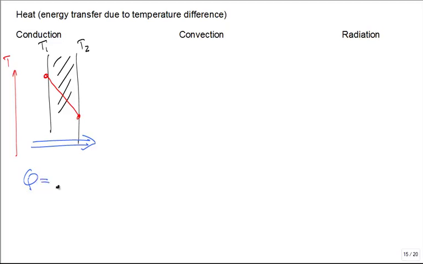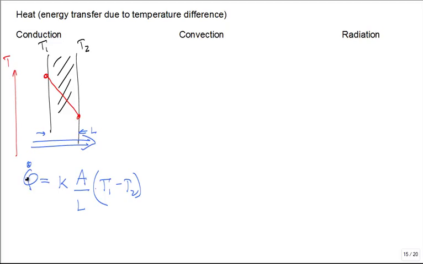It's equal to a constant of proportionality known as the thermal conductivity of the material. Some materials transmit heat very readily. Some resist the transfer of heat. They have a low conductivity. Okay? Times the cross-sectional area divided by the thickness, L, of the wall, times the temperature difference across the wall.